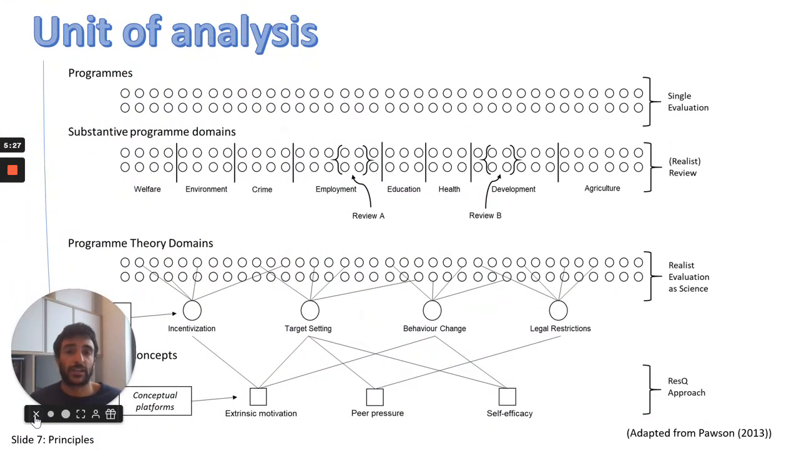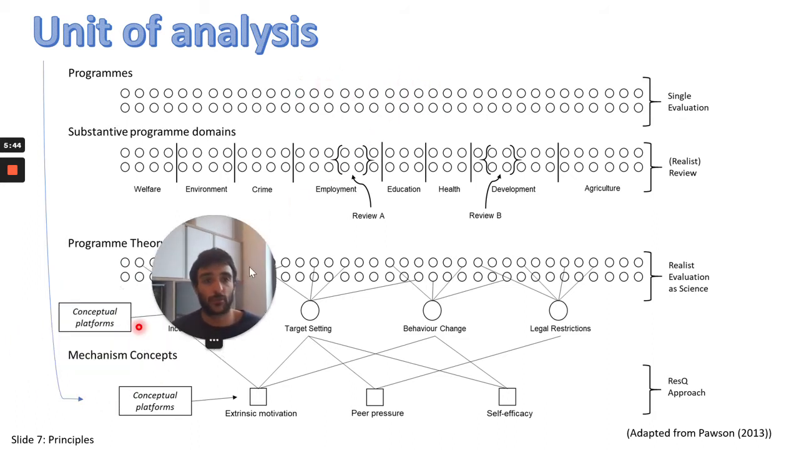So these are the organizing principles, which are also the organizing principles of the rescue approach, although a bit different. And one different part is the unit of analysis. So here we see all those circles. This is a figure adapted from Paulson's book. And all of the circles here are different programs. And so if we evaluate one, that's a single evaluation, of course.